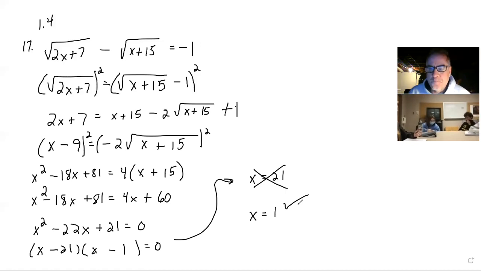Okay. Any questions on that one? No. Okay. So if I had put 1 and 21 in there, hopefully it would say wrong. And it would remind you to make sure you check for extraneous solutions. So, all right. And then 18 and 19 fall out the same way.